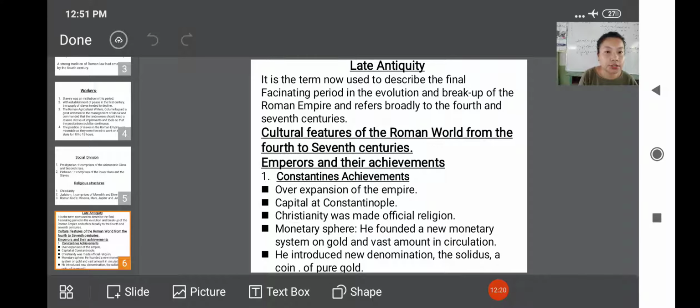The monetary system was based on gold coins, minted and circulated overall in Europe. He introduced a new denomination, the solidus, a coin of pure gold.